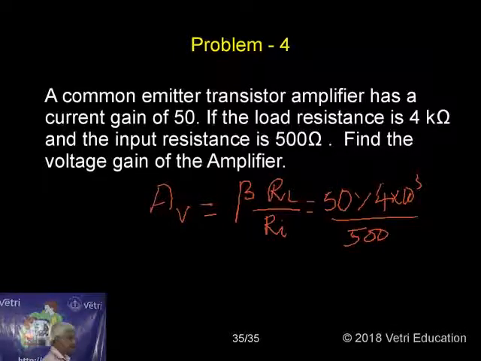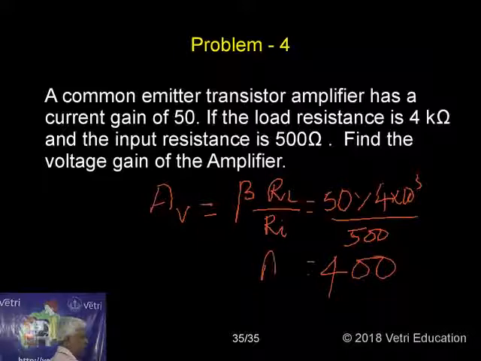This is a thing you have to understand. 500 is 5 into 10 squared. The 10 squared goes to the numerator, so this may be 10 into 100, 4 into 100, 400. So the voltage amplification is 400.